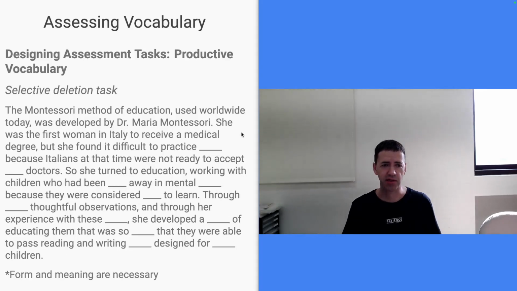Okay, and then the next one is the selective deletion task. Okay, this is a closed task, right? Now, when you use the selective deletion for vocabulary, it's great because you can delete the words that you want to test. But again, be prepared for whether you're going to make it the exact word, or you're going to let them do appropriate word choices. So let's look at this one.